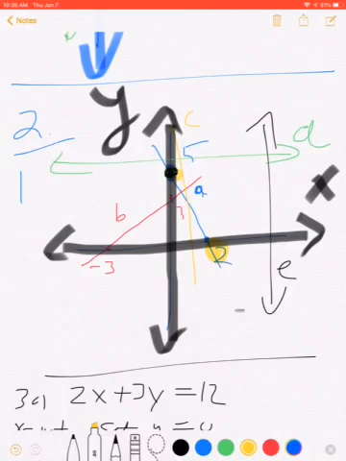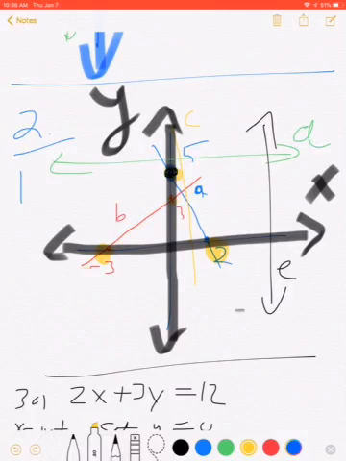Okay, so that's A. B is the red one, and the red one says x-intercept of -3, so I'm over here at -3, and a y-intercept of 3, so I'm up here at 3, and I just connect those there. Okay, and that's the red one.